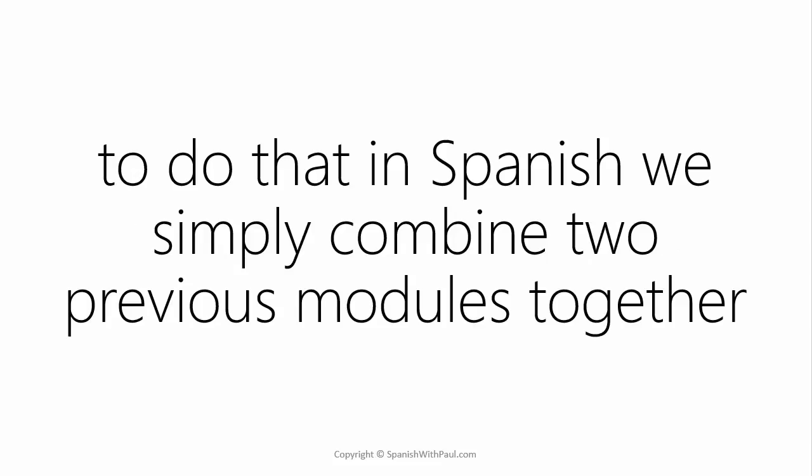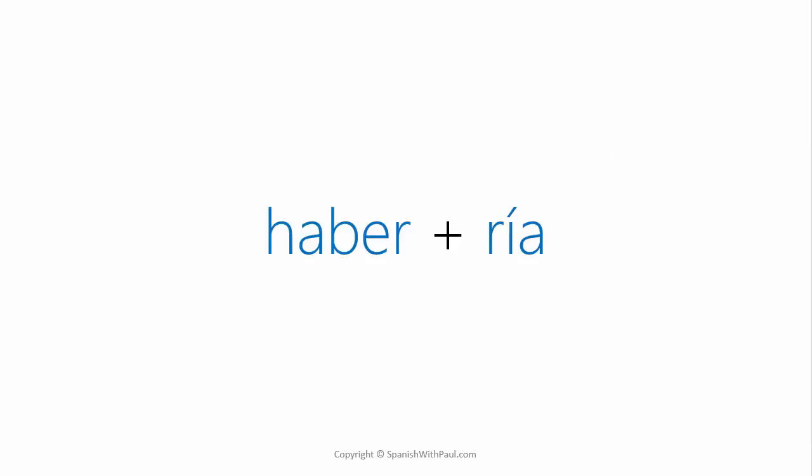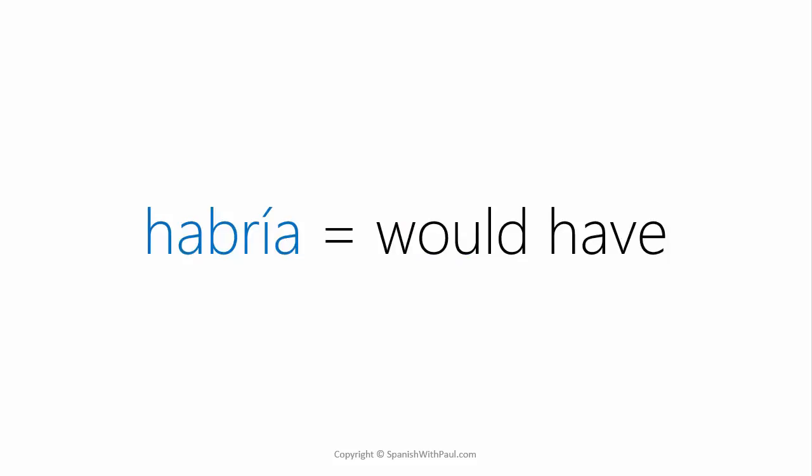Now, to do that in Spanish, what we need to do is combine two previous models together. The first step is to grab our auxiliary verb haber and add to that ría. So we know that ría sound represents would with Spanish verbs. And instead of it being habería, it contracts and it goes to habría, which is much easier to pronounce. So this habría stands for would have when we're talking in the past.